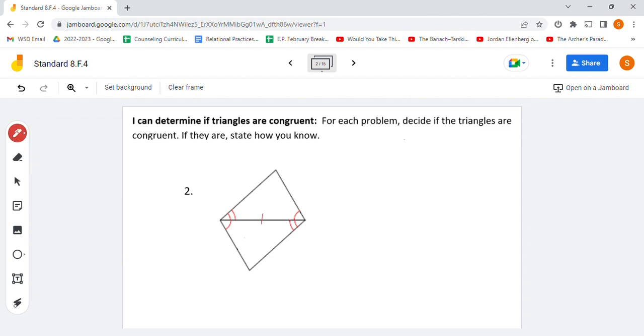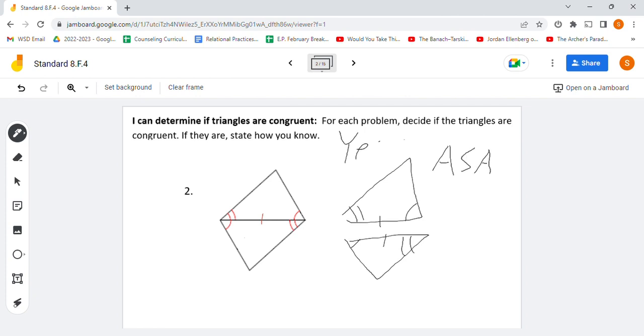If we were to separate these two triangles, they would look kind of like this, where we'd have an angle, a side, and an angle for the triangle on the top, and then the triangle on the bottom would have an angle, a side, and an angle that are congruent. So this one we have enough information to use the angle side angle congruence theorem to say yes, they are congruent by angle side angle.